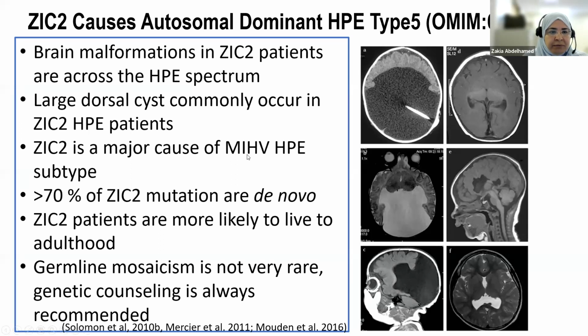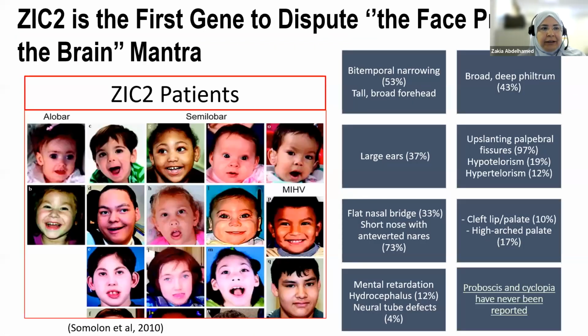And as I mentioned before, it is a major cause of the middle interhemispheric variant, and we will know why later on. And 70% of these variants are de novo, and because they lack the craniofacial features, as I will come to very soon, they are more likely to live. And germline mosaicism is not very rare, and genetic counseling for all patients is always recommended.